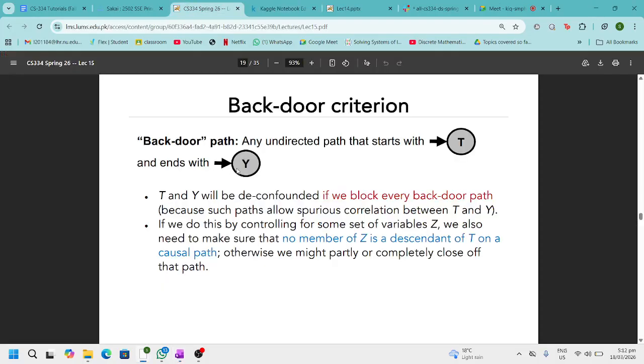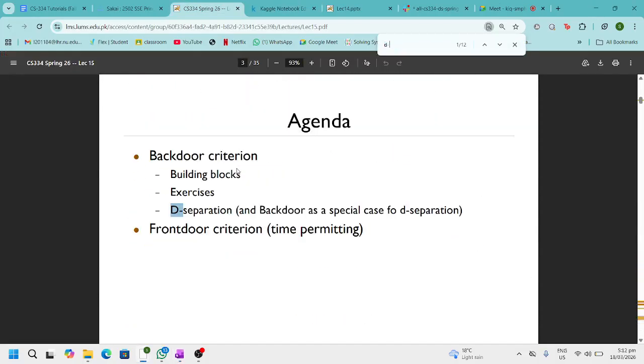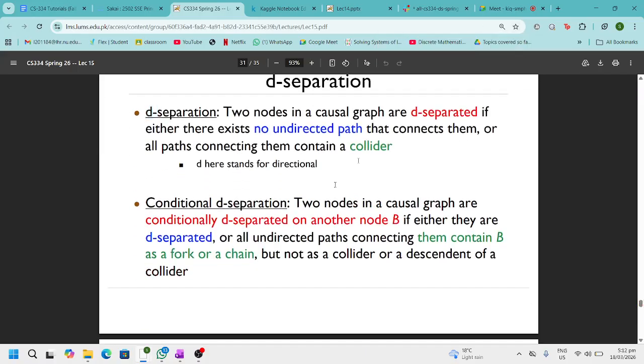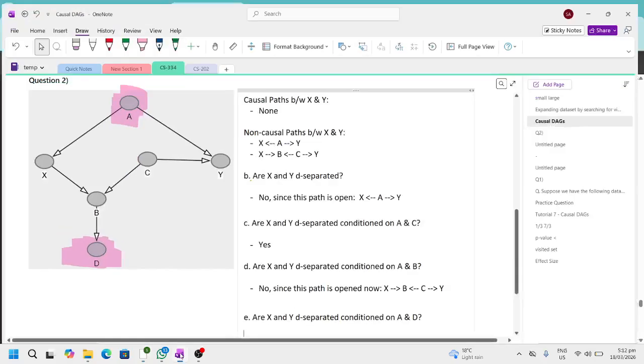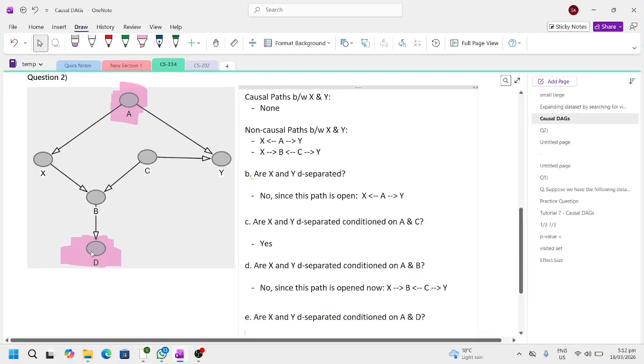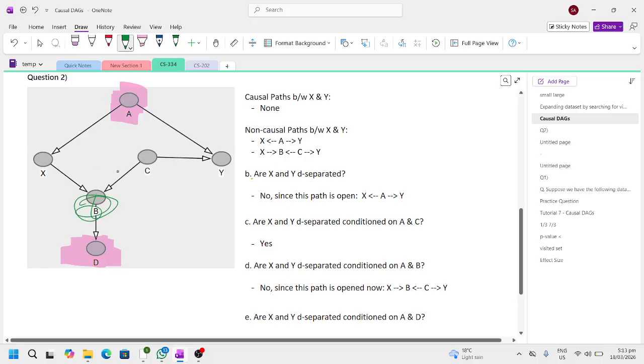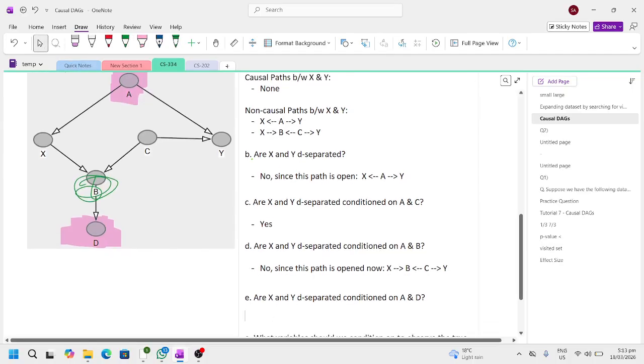Now let's revisit the concept of d-separation. Let me see. Yeah, here we go. So in conditional d-separation, this one thing was written, which I said I would reiterate as well: but not a collider or a descendant of a collider. So we didn't condition on the collider, but D was a descendant of that collider, right? If you condition on a descendant of a collider, it gives you some information about the collider as well, thereby kind of conditioning on the collider, which is essentially equal to opening this path. Does that make sense? Yes.